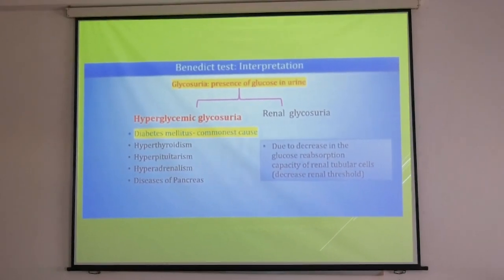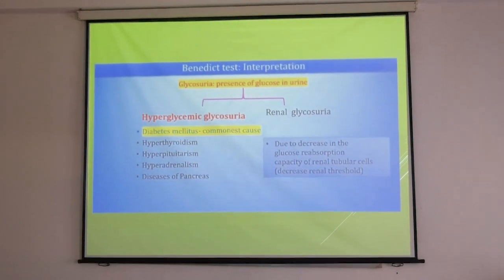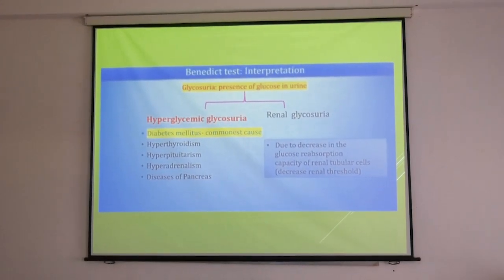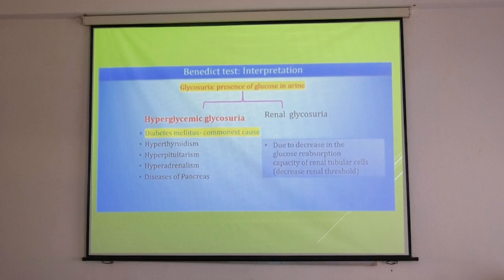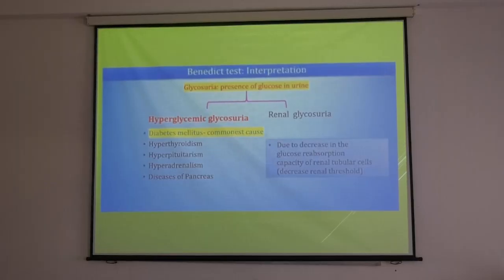These are the conditions when you will find sugar in urine. It can be from hyperglycemic glycosuria. So the sugar level in our blood has increased, and that's why the sugar is coming out through the urine. Write it down. So one is when the sugar level in our blood has increased, the sugar can come out through the urine. But in some conditions, even when the sugar level in the blood is normal, the sugar can come out in the urine.